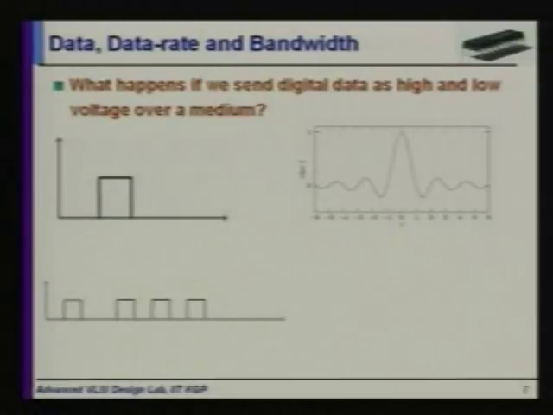Now we are going into the details of bandwidth and what exactly happens when we transmit some digital data. Now see, digital data is either a 0 or a 1.